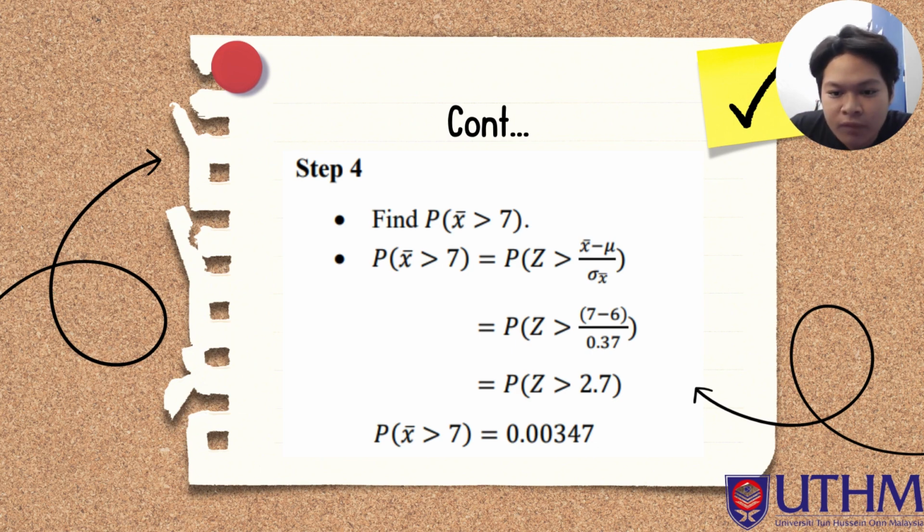So we need to use the Z distribution formula. Z for greater than, just use from the original equation, P(X bar greater than 7). So Z is greater than (X bar minus mean) divided by standard deviation. So P(Z greater than (7 minus 6) divided by 0.37). So we get P(Z greater than 2.7). From the table or using a calculator, we can get the answer 0.00347.